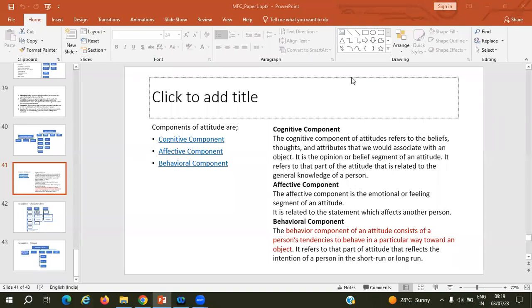Suppose you are sitting in a public place and you don't like smoke. So that means you are going and requesting that person and throwing that cigarette from that person, or asking them not to smoke in public. That means your behavior is saying you don't like smoke. That is coming from your behavior.